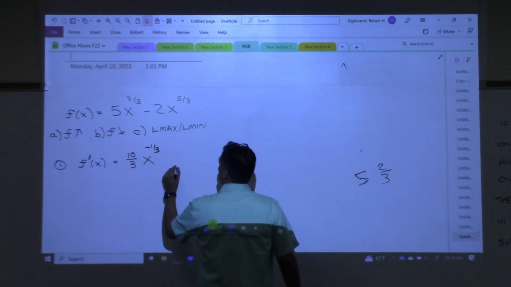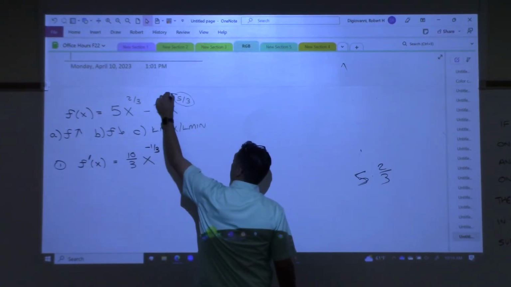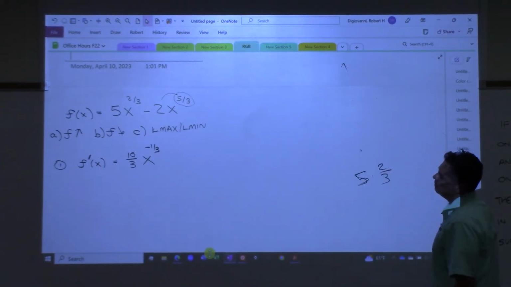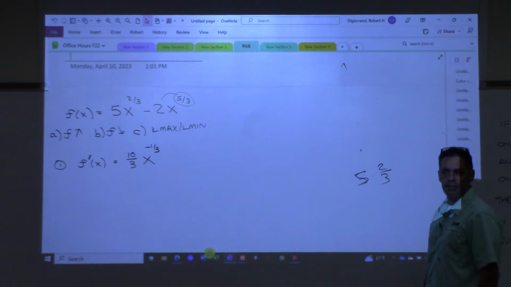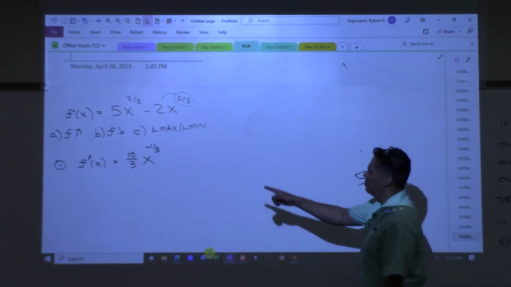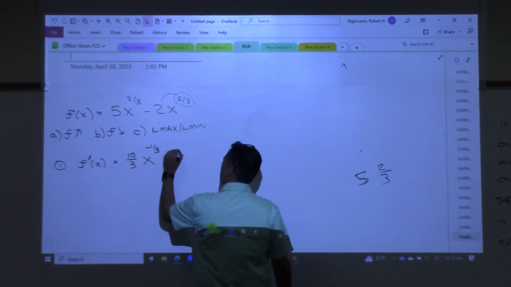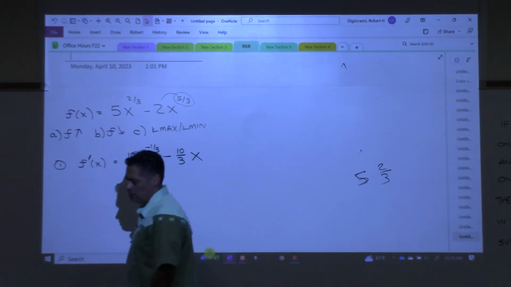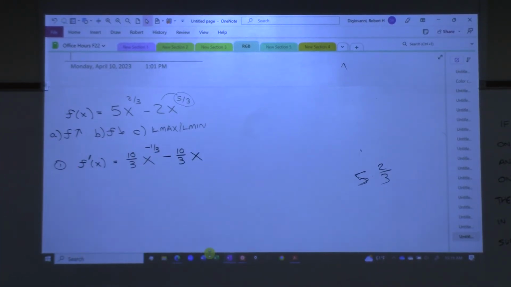Okay? All right, now on this one, we bring this power, drop it out front. So what do we get there? Can we get 10/3 again? But it'll be minus, right? Because there's a minus sign there. So minus 10/3. X to what power? 2/3, right? You take 5/3, you subtract 3/3. 5/3 minus 1 is 5/3 minus 3/3, so 2/3.